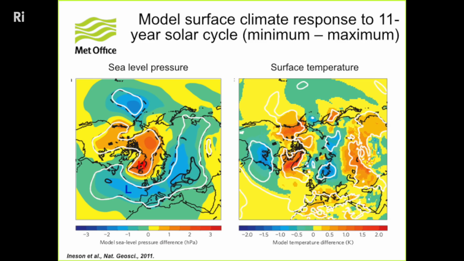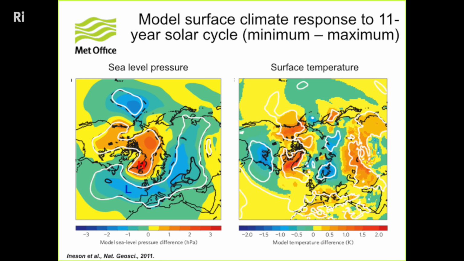Remember, we haven't seen many 11-year solar cycles in the time that we've got observations. But we can look at it in a model. So we can impose the solar cycle on the model, and we can look at what the model thinks is the difference between minimum and maximum.